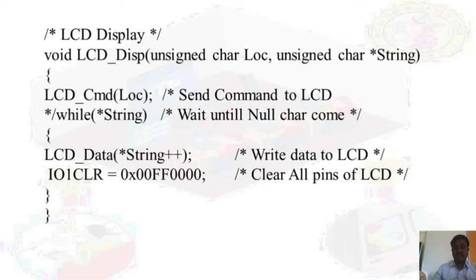After that we are writing the LCD display function, void LCD_disp, unsigned char LOC and unsigned char pointer string. Inside it, LCD command LOC, that is sending the command to the LCD, and we are using a while statement, while *string, waiting until the null character, should be inside LCD data. We are using the string pointer, string plus, so the next data will be used. Then after that we clear all the pins by using IO1 CLR.